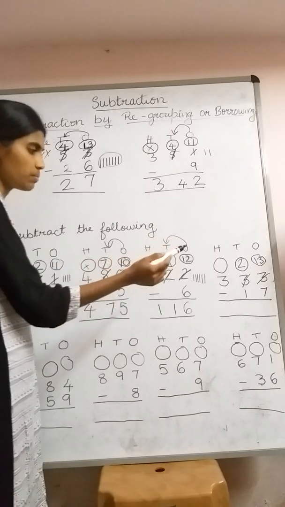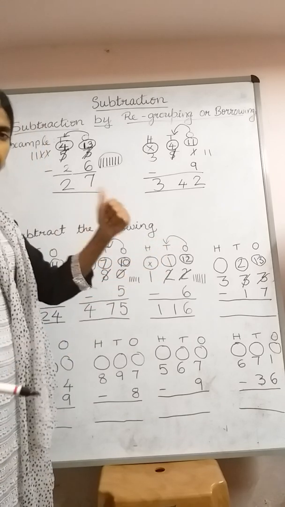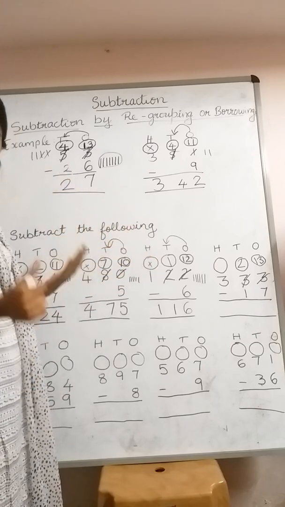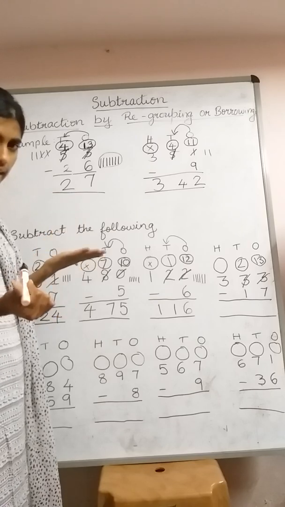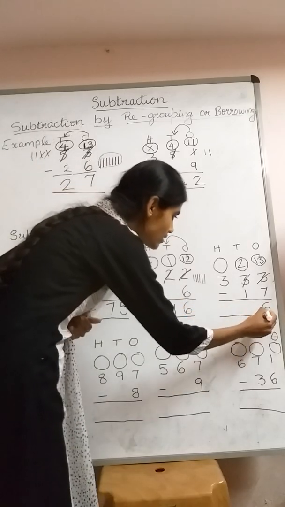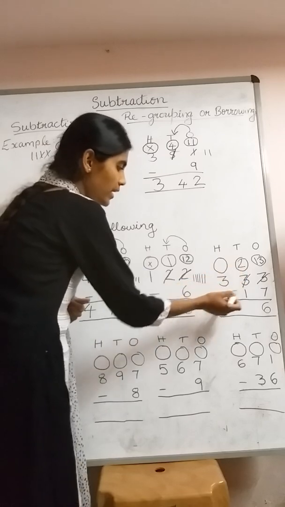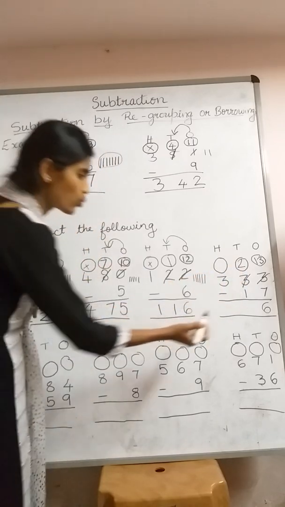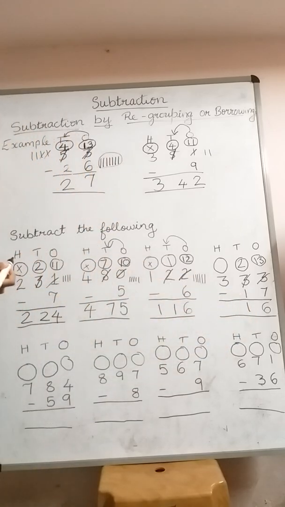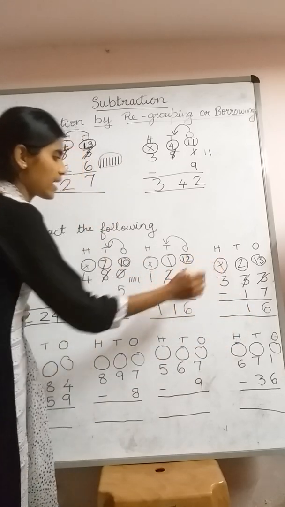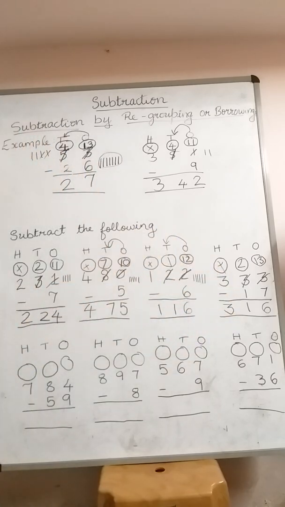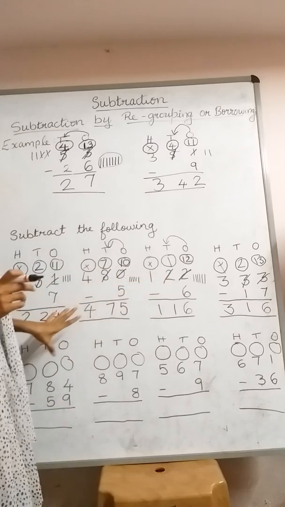Then 7 to 13, please count, children. 7 to 13: 8, 9, 10, 11, 12, 13. So how many lines? There are 6 lines. 2 minus 1, 2 fingers, cut 1 finger, remained 1. Fine. There is no carry in the circle. So write 3 as it is. So 316. You have understood these 4 sums of borrowing?